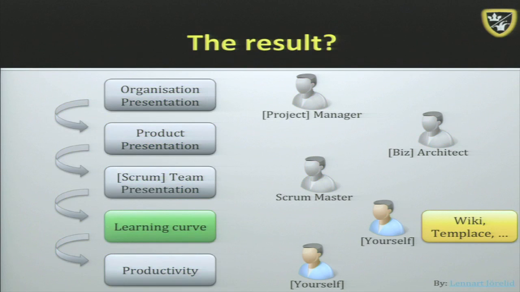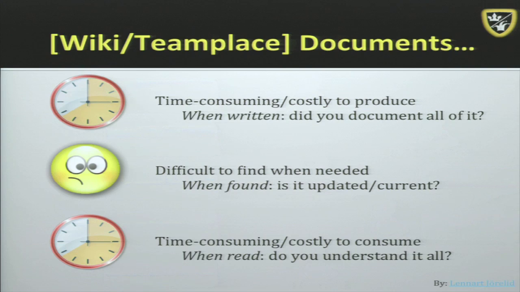Right, so this is the problem. The learning curve is steep, it's costly. Wikis and Teamplaces consist mainly of documents. Documents tend to be problematic in that they consume enormous amounts of time to produce. They're actually difficult to understand when you read them, not to mention that you never know if they're actually stale or updated. Who would you ask? Whoever wrote it left the company 3 years ago. Yeah. And they're time-consuming to read.